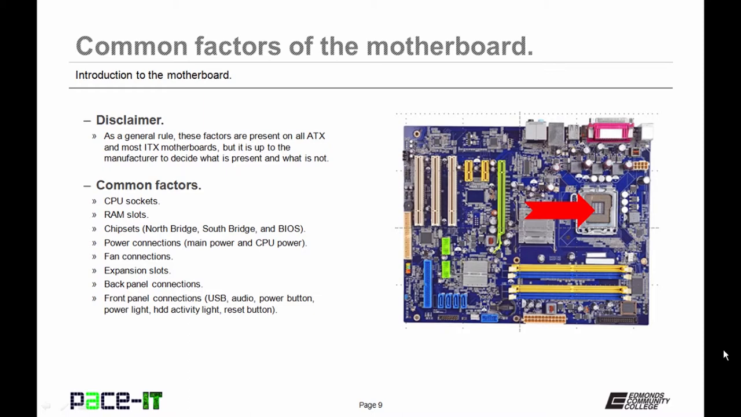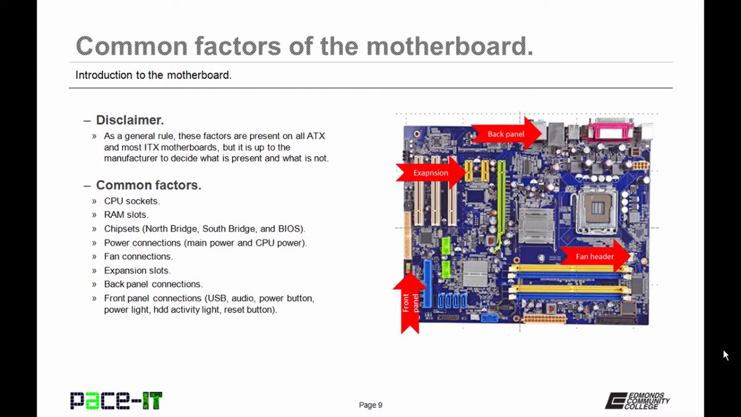Well, they all have a spot for a CPU, for a central processing unit. All of them have spots for RAM. Some is removable, some is not. Almost all have chipsets, the North Bridge, South Bridge, and BIOS, although newer Intels don't require the North Bridge. They all have power slots. That's for the main power and in some cases for CPU auxiliary power.